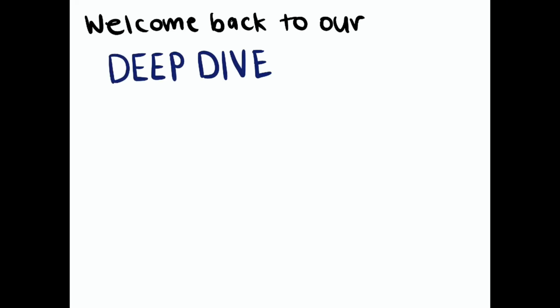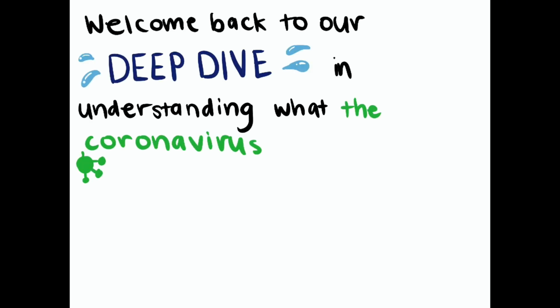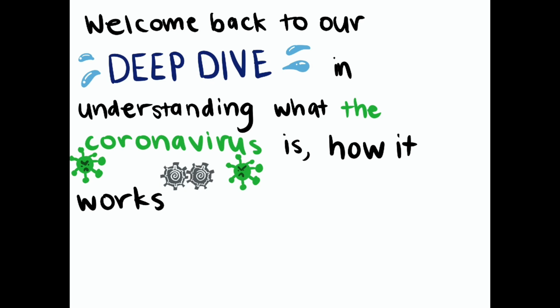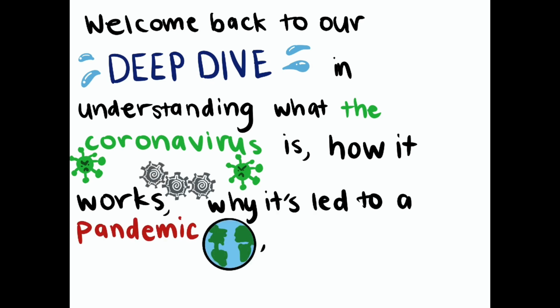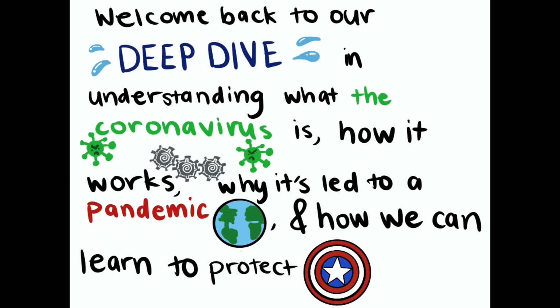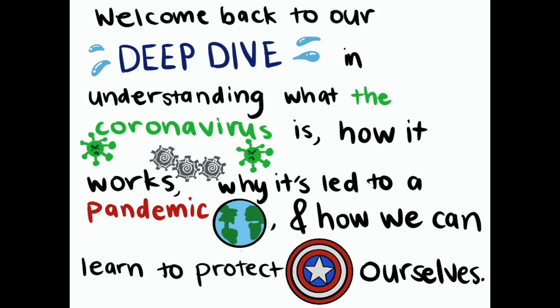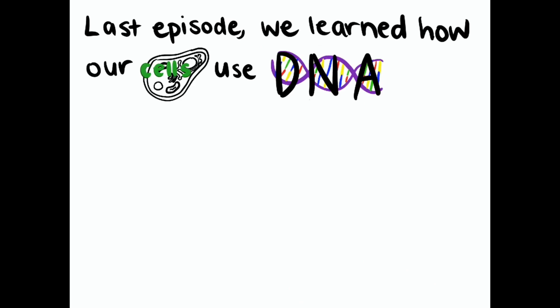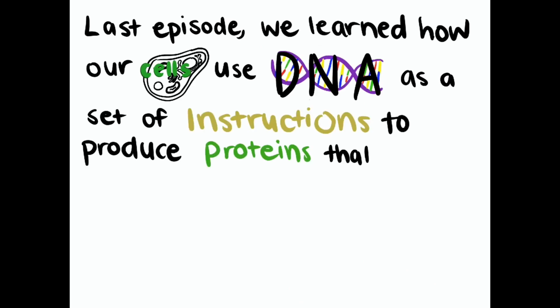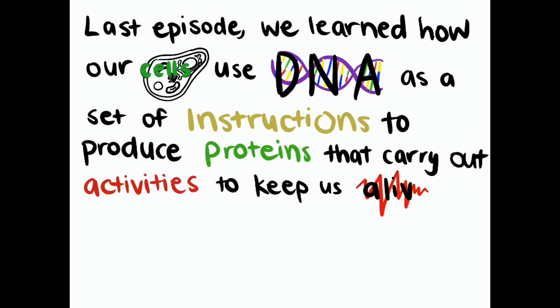Welcome back to our deep dive in understanding what the coronavirus is, how it works, why it's led to a pandemic, and most importantly, how we can learn to protect ourselves both now and in future pandemics. Last episode, we learned how our cells use DNA as a set of instructions to produce proteins that carry out activities in order to keep us alive.